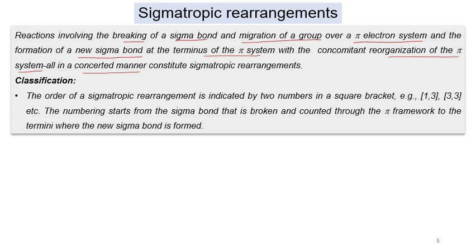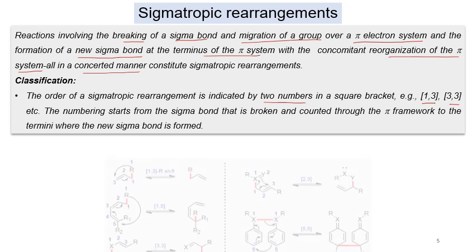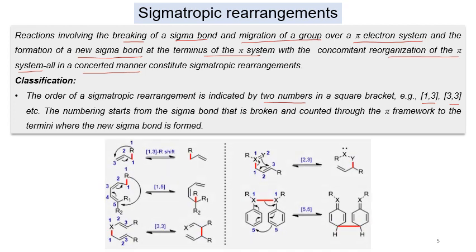How do you classify sigmatropic rearrangements? The order of sigmatropic rearrangements is indicated by two numbers in a square bracket: 1,3, 3,3, 1,5, etc. The numbering starts from the sigma bond that is broken and is counted through the pi framework to the terminus where the new sigma bond is formed.